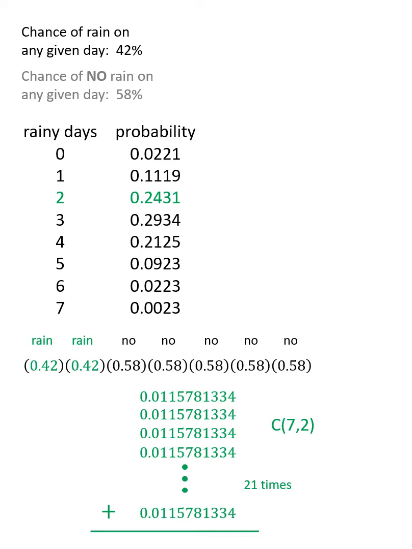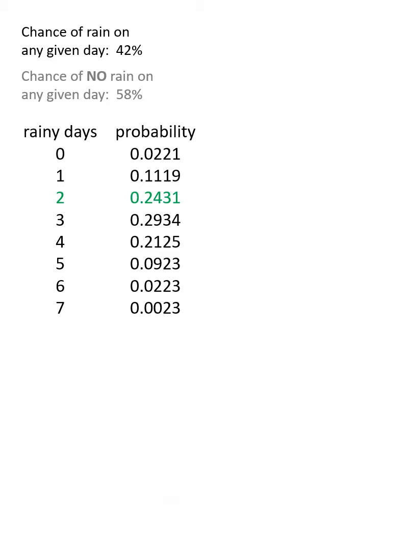If you don't want to make a list, and who does, just use combination 7, 2 to represent that there are 7 days in the week, and we want to know how many ways we can choose 2 of them to be the rainy days, and thus get the overall probability of 24% of a 2-day rain week.